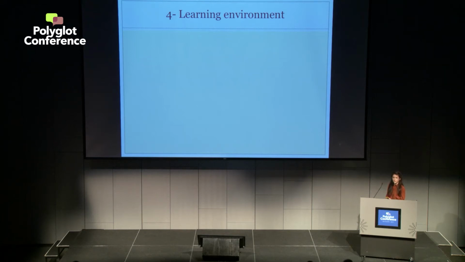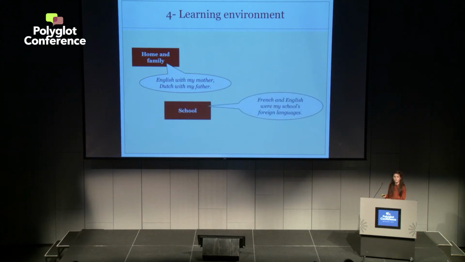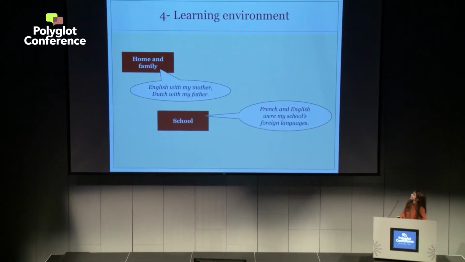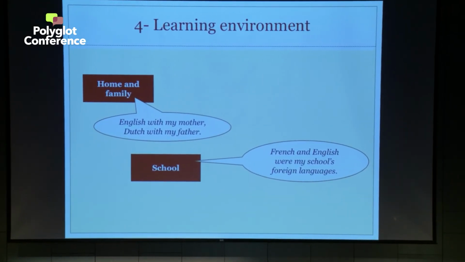Now, I was also really interested in learning where they learned their languages. Obviously, the first thing that came up a lot in their answers was that they learned their languages at home and with their family. So, for example, this respondent said that he would speak English with his mother and Dutch with his father. Another very prominent learning environment was obviously school. A respondent said that in his country, French and English were the languages that were taught and that he just had to learn them there.